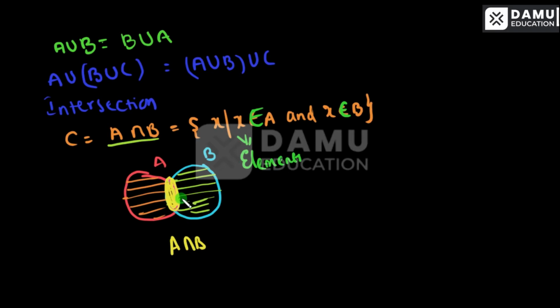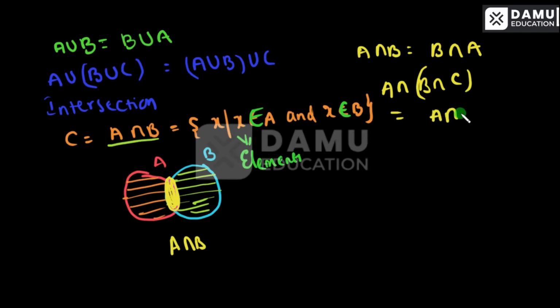Next one, commutativity. You can take it for intersection also. A intersection B will be equal to B intersection A. Next, associativity also you can take: A intersection B intersection C, associated either way, will be equal. That is possible with this.